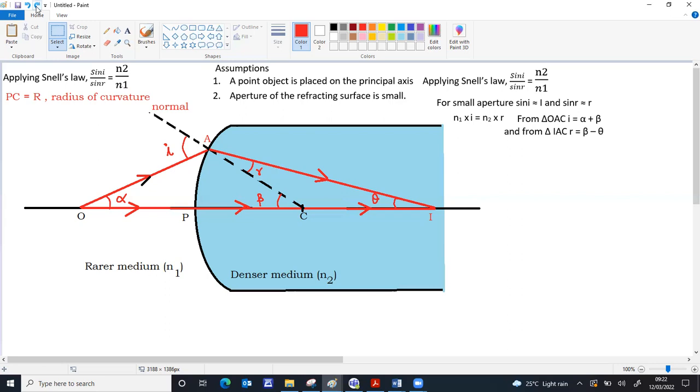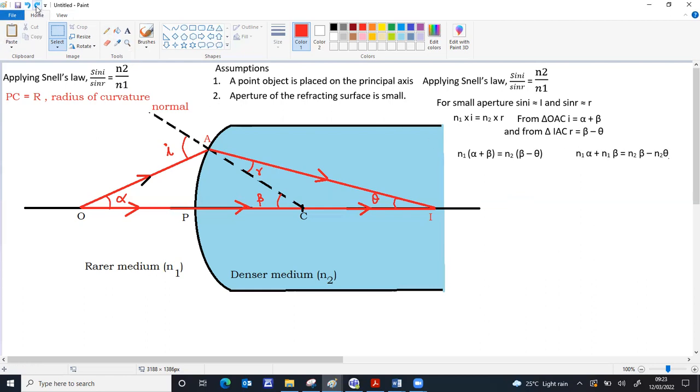We substitute alpha plus beta and beta minus theta instead of i and r in the equation n1 i equal to n2 r. So n1 is n1, i is equal to alpha plus beta, n2 is n2, r is beta minus theta. Open the bracket: n1 alpha plus n1 beta equal to n2 beta minus n2 theta. By seeing this, take the beta to the right side together, both betas, and theta to the left side.